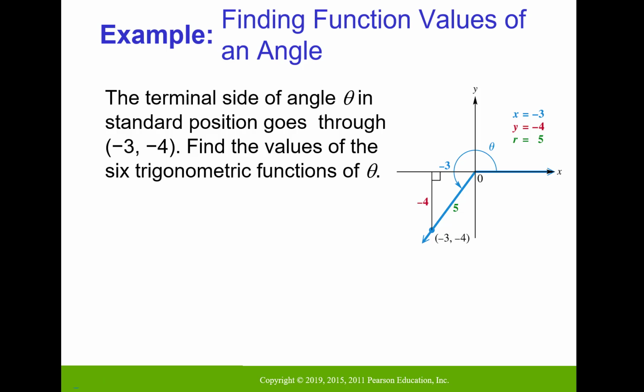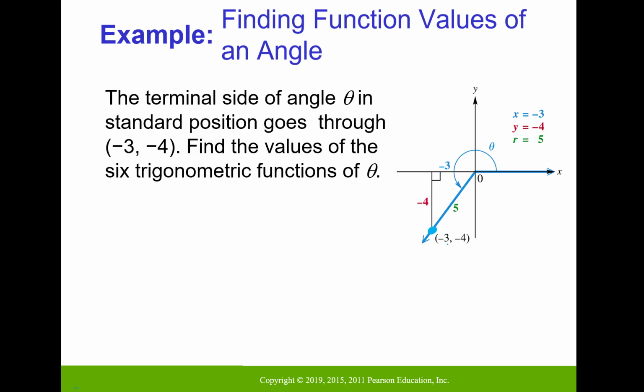Alright, so let's take a look at this example. We don't actually know what this angle value is, but we know that the terminal side of this angle goes through the point -3, -4. Okay, so regardless of if we know what theta actually is equal to, we just need to know a point on the terminal side of that angle, and from that alone we can find the 6 trig function values.